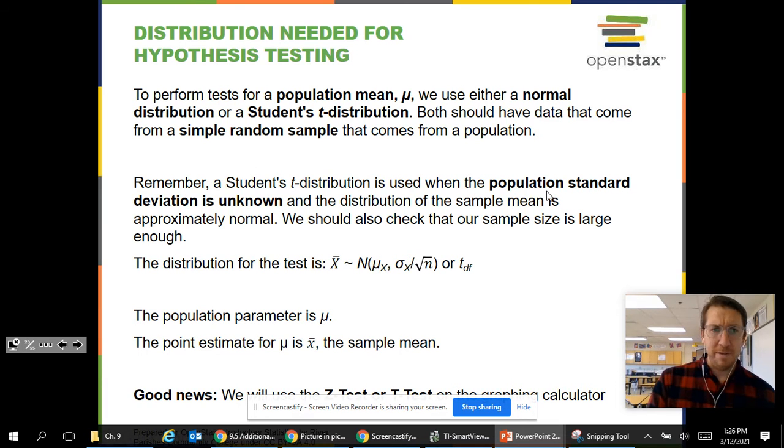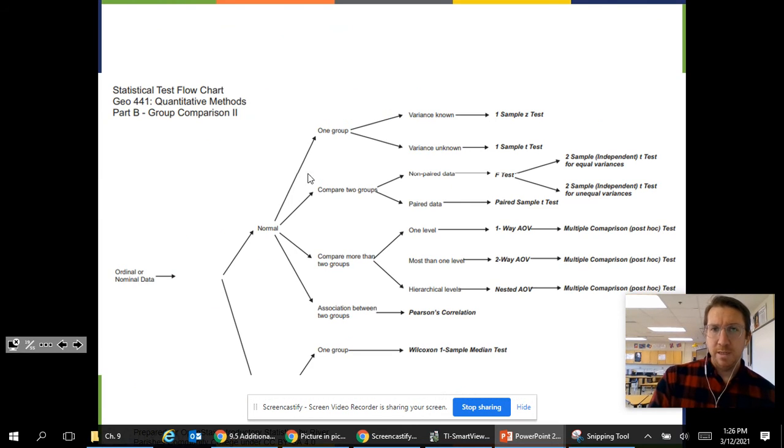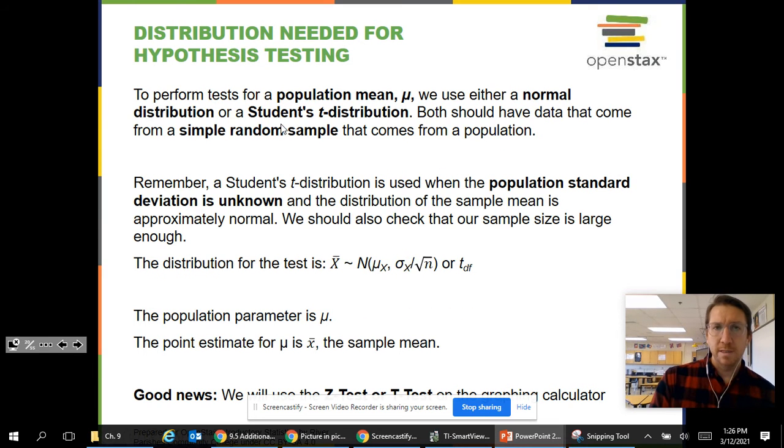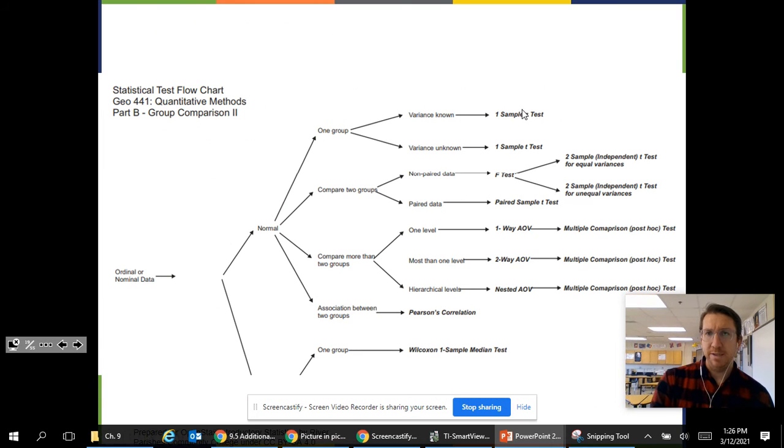For example, down here, when the population standard deviation is unknown, that's when we use the t-distribution. That's when they talk about it here: it's a normal distribution, one group, variance unknown. We use the t-test. And when we have the population mean, mu, and a normal distribution, that's going to be using a z-score, a z-test.